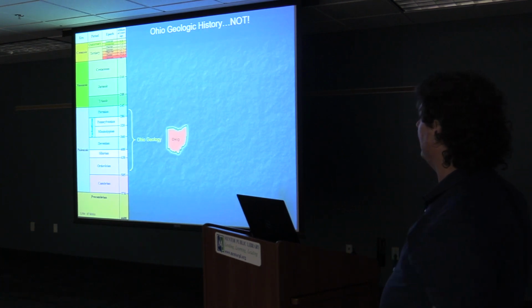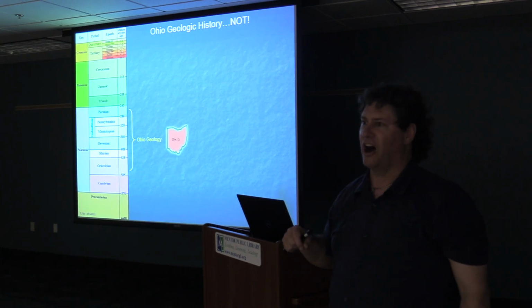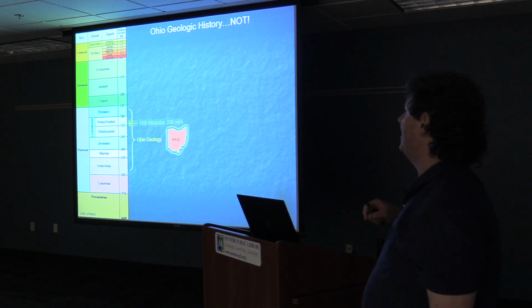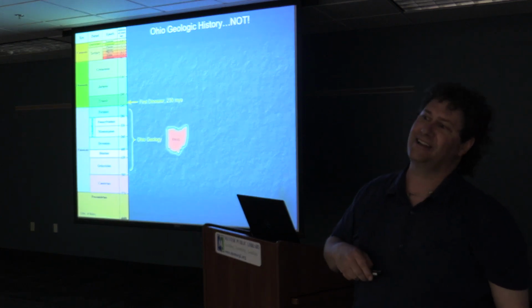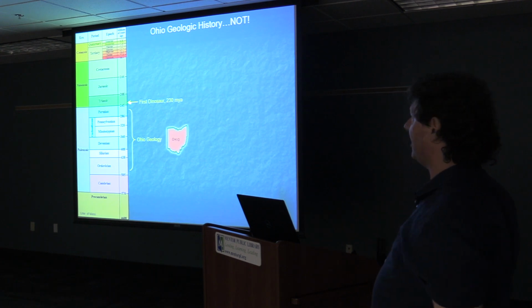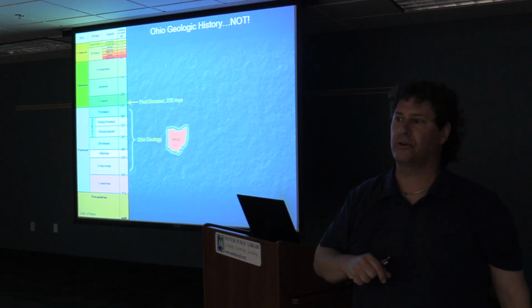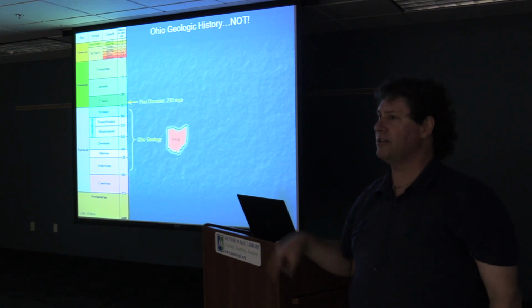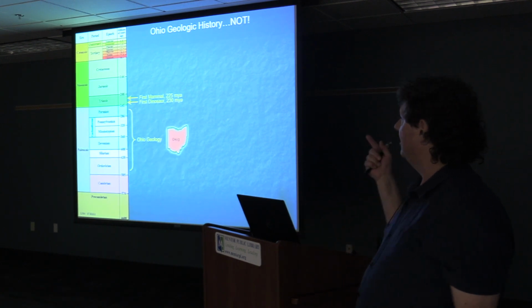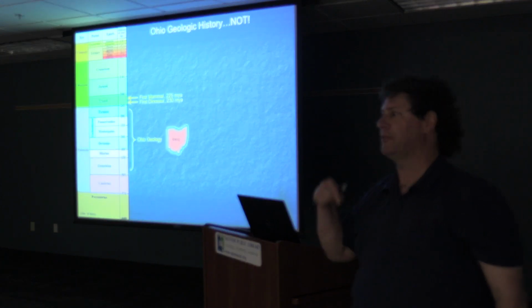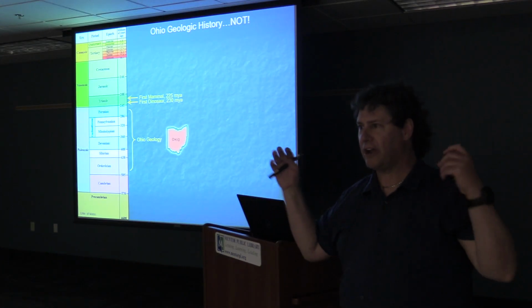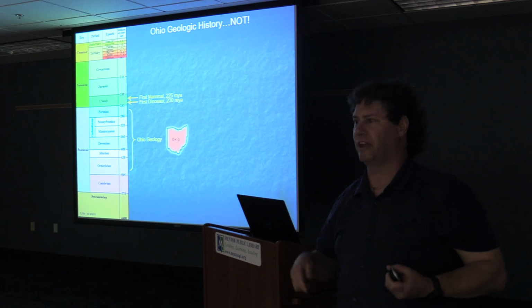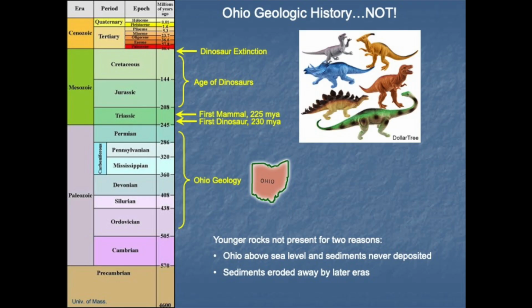So why is that cool? Well, first of all, let's say what Ohio geology is not. So Ohio geology is not dinosaurs. I hate to tell you, there's no dinosaurs. The first dinosaurs didn't come into existence until 230 million years ago, right at the start of the Triassic. And by the way, mammals appeared right around the same time. A lot of people think mammals came later than dinosaurs. No, actually both appeared on the landscape pretty much at the same time. For whatever reason, dinosaurs at the end of the Triassic took off and mammals did not.